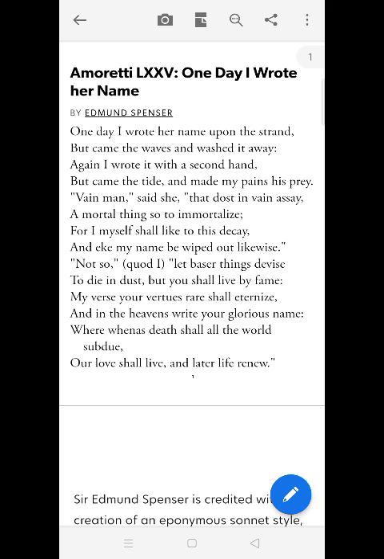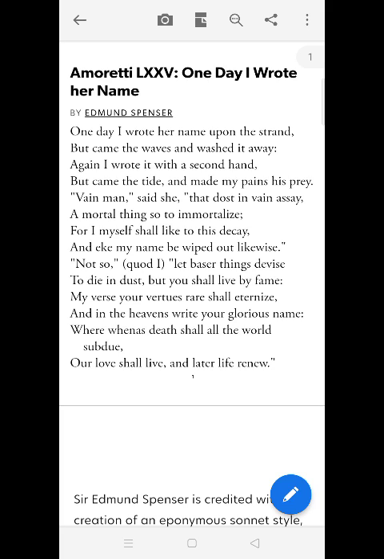Another example of personification is found in the poem where he says "but came the tide and made my pains his prey." Here the tide also acts as a human being. So personification is used by the poet in the wave, the tide, and in "death shall all the world subdue," so in death as well.